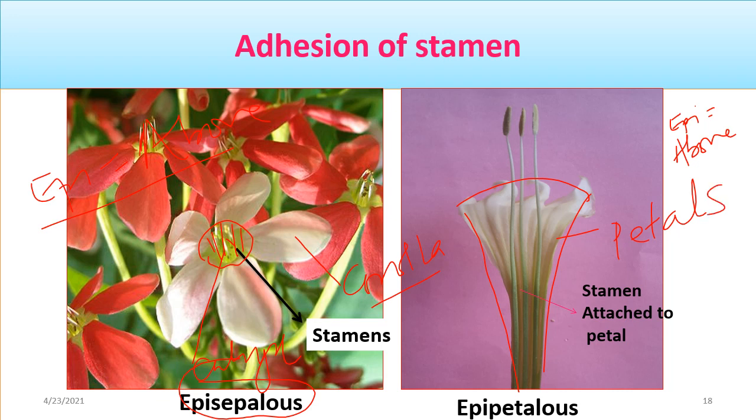Here on the other hand you can see this is corolla tube, and the member is petals, and if you look, I'll change the color. If you look, these are the stamens. This is 1, 2 and 3, and actually these stamens are attached here to this petal, and hence this condition is described as epipetalous condition.